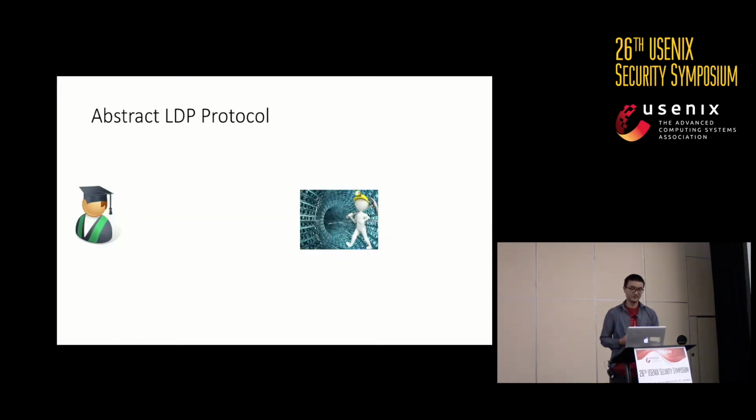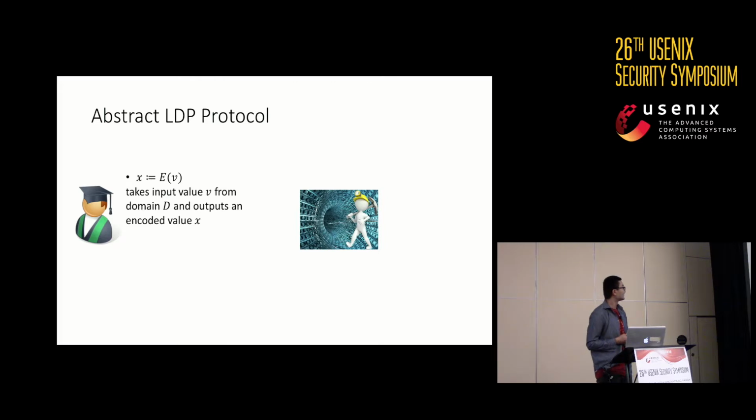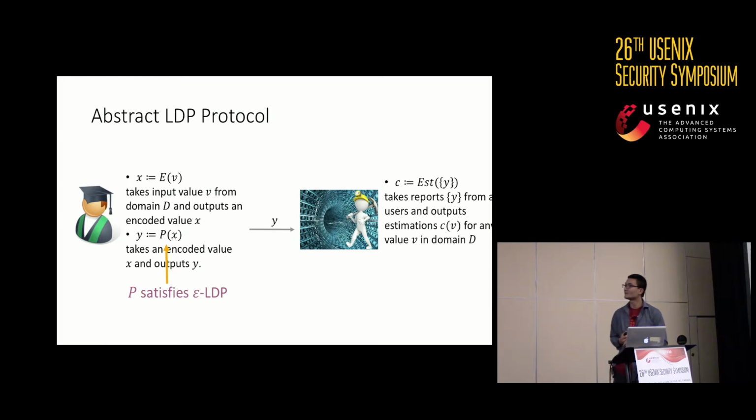And so here we propose an abstract LDP protocol. There is each user on the left and a single data collector or aggregator on the right. First, the user will encode his private value into a value x, and then perturb it into a value y. Note that this perturbation function must satisfy epsilon-LDP. Then the user will send this value y to the aggregator, who will collect the values from each user and then estimate C of V for any value in the domain D. Note that here we focus on frequency estimation because it is one of the basic, fundamental problems in LDP.